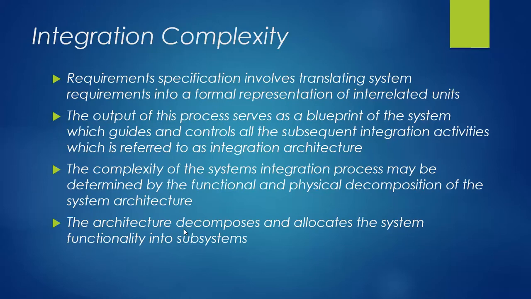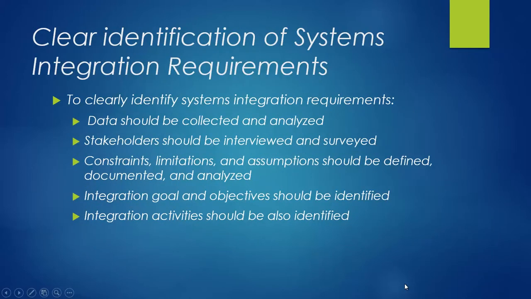The complexity of the systems integration process may be determined by the functional and physical decomposition of the system architecture. Through the architecture, each subsystem's role and functions will be defined and allocated. To clearly identify systems integration requirements, we need to collect data related to the integration process and the purpose of the integration, then analyze it.